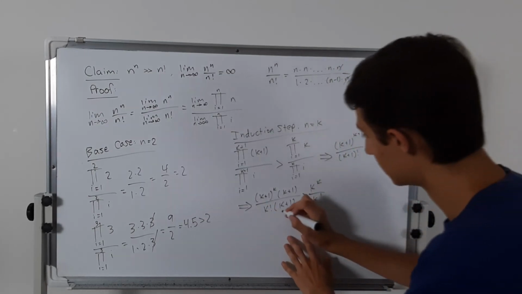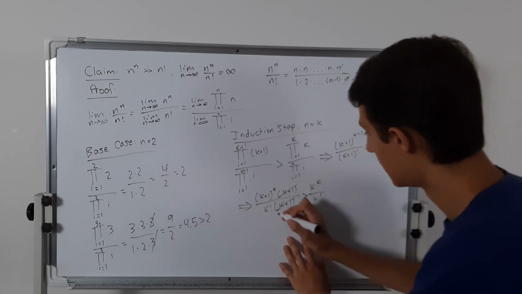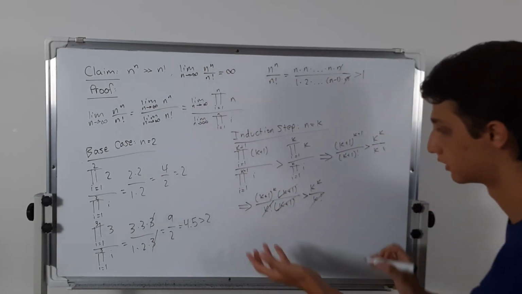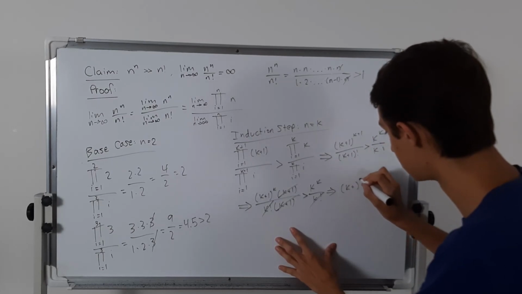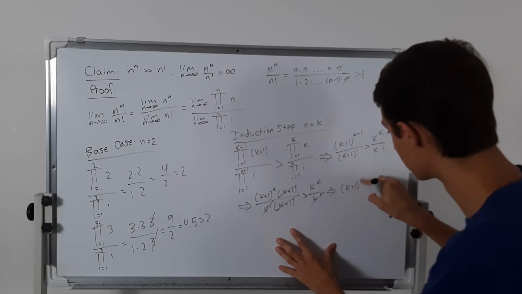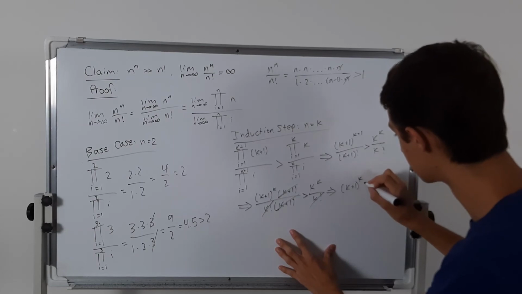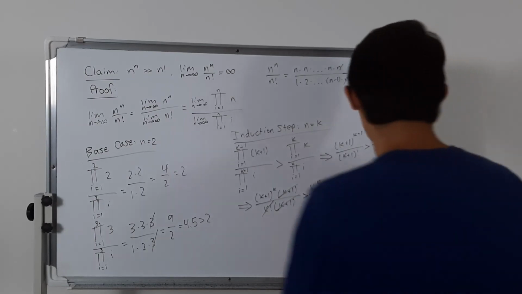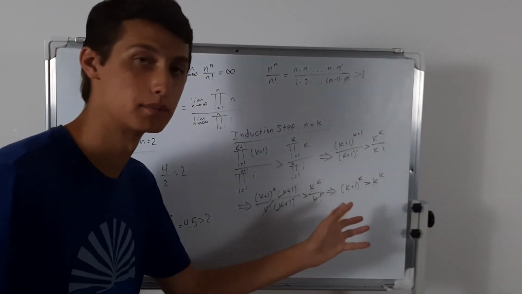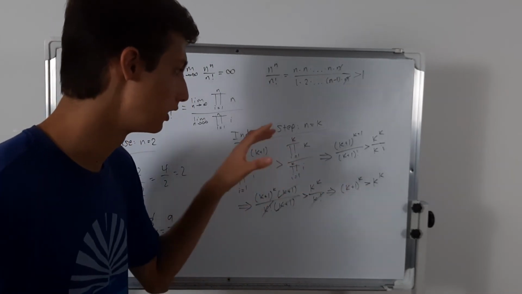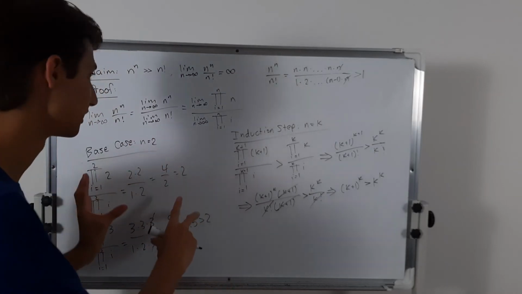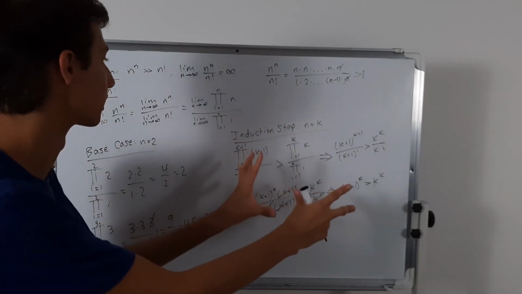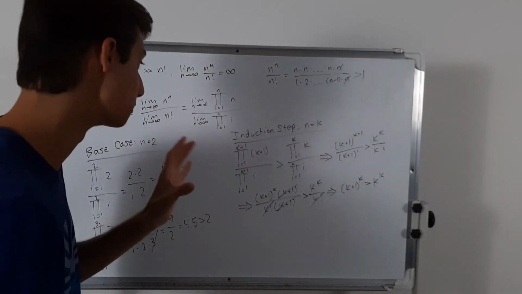Again, we're trying to show that this is greater than k to the k over k factorial. What's cool is that these two cancel, and then these two cancel. So all we have to show is that k plus 1 to the k power is greater than k to the k. This is pretty easy to show with binomial expansions.